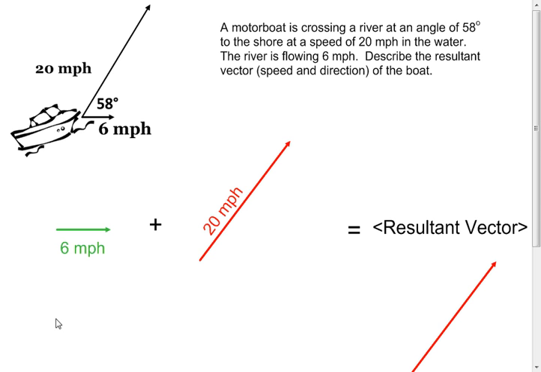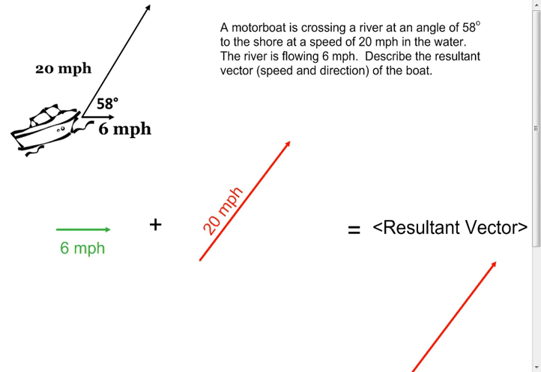So we have the river flowing, as it shows in this picture, due east at 6 miles per hour, and then the boat is traveling at 58 degrees this direction at 20 miles per hour. So when we have these two vectors working together, we're going to add them together. We're just going to add the x component and y component of the 6 mile per hour vector, and the x component and y component of the 20 mile per hour vector, and that's going to give us the resultant vector, which is essentially our answer.